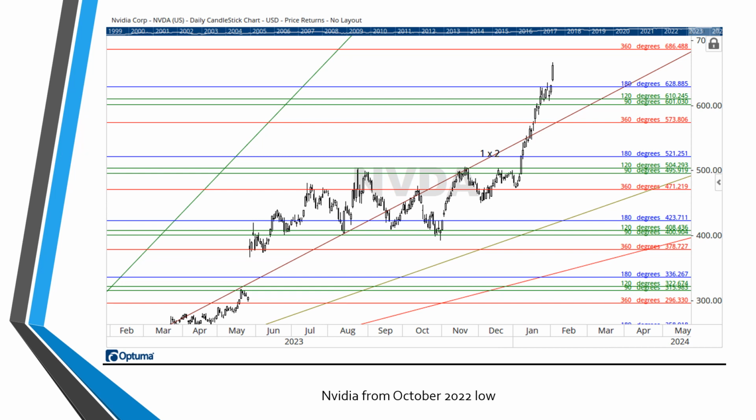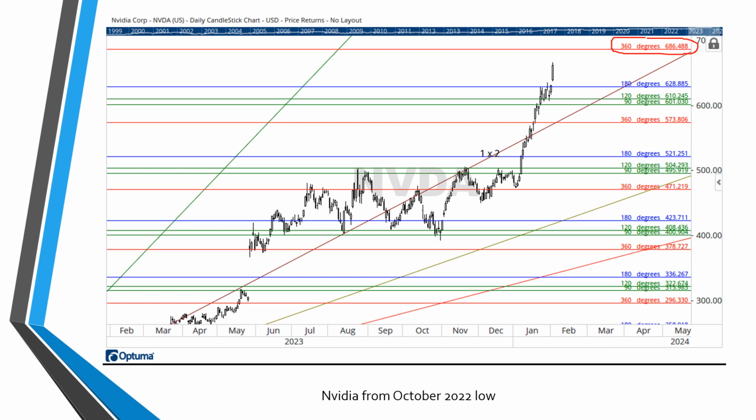Here's our good friend Nvidia, the poster child for artificial intelligence. I was reading some comments on a chat room this morning where somebody had gone short Nvidia at $600 and was now in a bit of a state of panic. I don't think I'd be shorting this thing right now, because here's where I think we're going to see this thing go: 686, and I wouldn't want to be short.